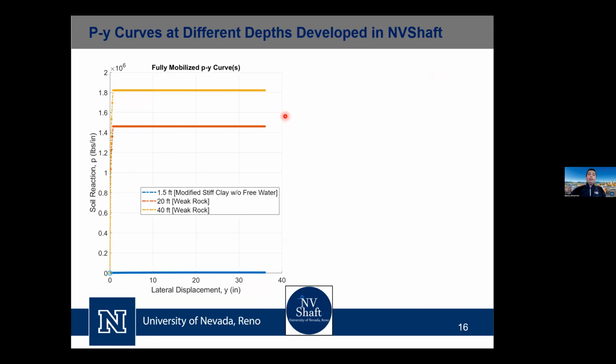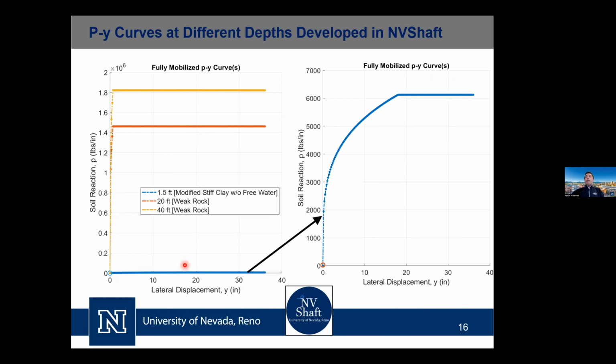Here are example P-Y models from the library of NVShaft for the different depths. These are for weak rock, and also for the stiff clay, but because of how small the ultimate P in the stiff clay is compared to weathered rock, I had to do a second plot to show it properly.